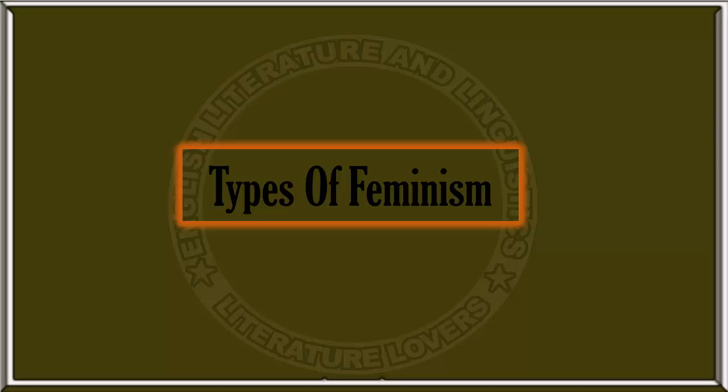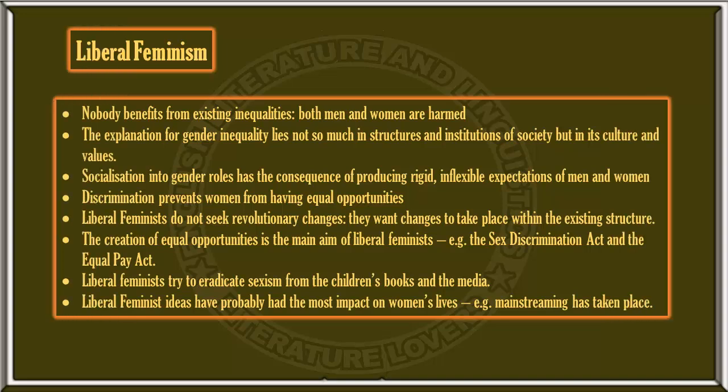Now we are going to discuss types of feminism. Liberal feminism has the following key points. Nobody benefits from existing inequalities. Both men and women are harmed. The explanation for gender inequality lies not so much in the structures and institutions of society, but in its culture and values. Socialization in gender roles has the consequence of producing rigid and inflexible expectations of men and women. Discrimination prevents women from having equal opportunities.